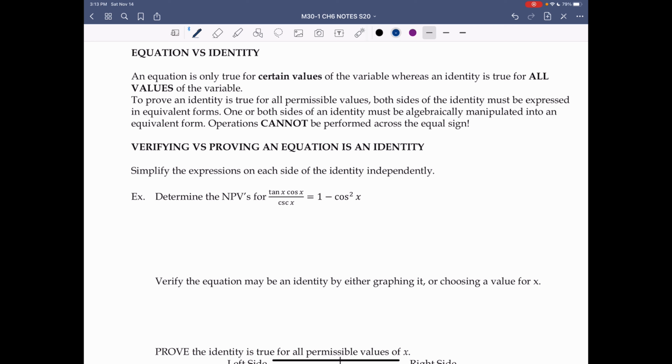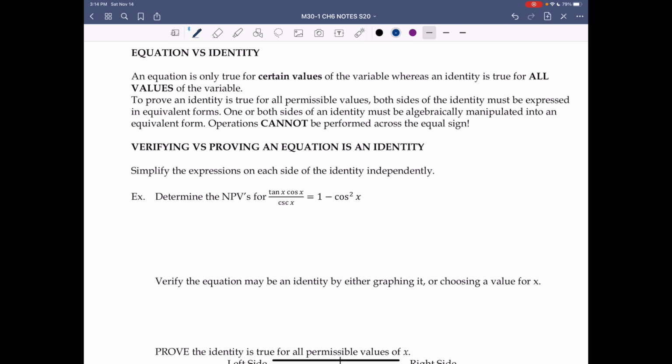To prove an identity is true for all permissible values, both sides of the identity must be expressed in equivalent forms. One or both sides of an identity must be algebraically manipulated into an equivalent form. Operations cannot be performed across the equal sign. Verifying versus proving an equation is an identity. Simplify the expressions on each side of the identity independently.